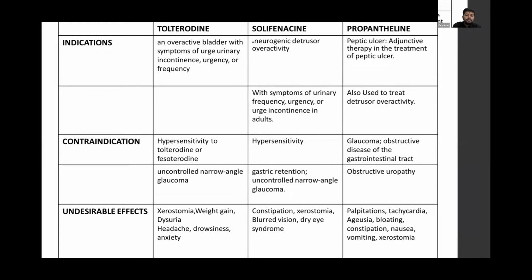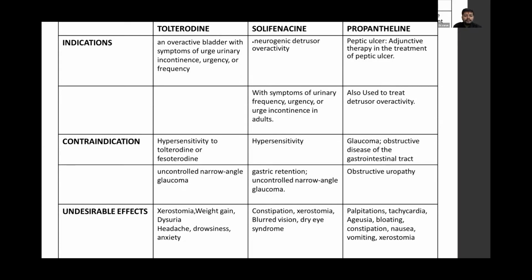Indications: tolterodine is for overactive bladder with symptoms of urge urinary incontinence, urgency and frequency. Solifenacin is also for neurogenic detrusor overactivity and symptoms of frequency, urgency. And propantheline is used as adjunctive therapy in the treatment of peptic ulcer, and also used to treat detrusor overactivity. Contraindication is hypersensitivity to tolterodine or fesoterodine, and uncontrolled narrow angle glaucoma.